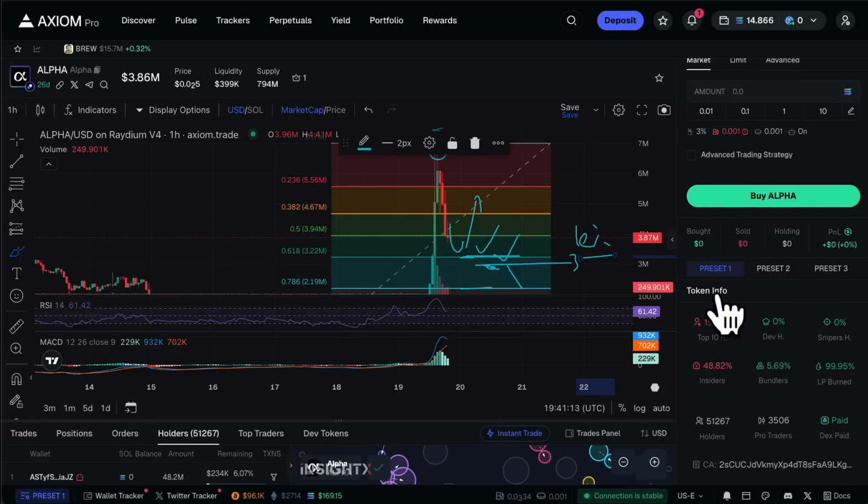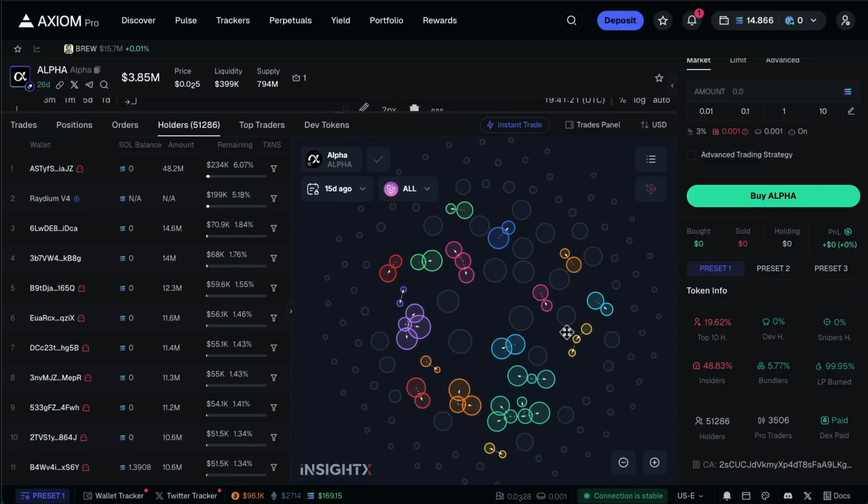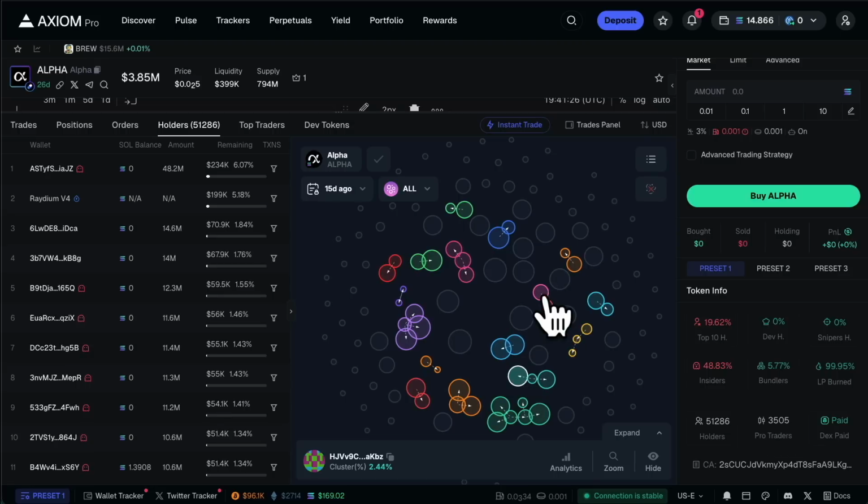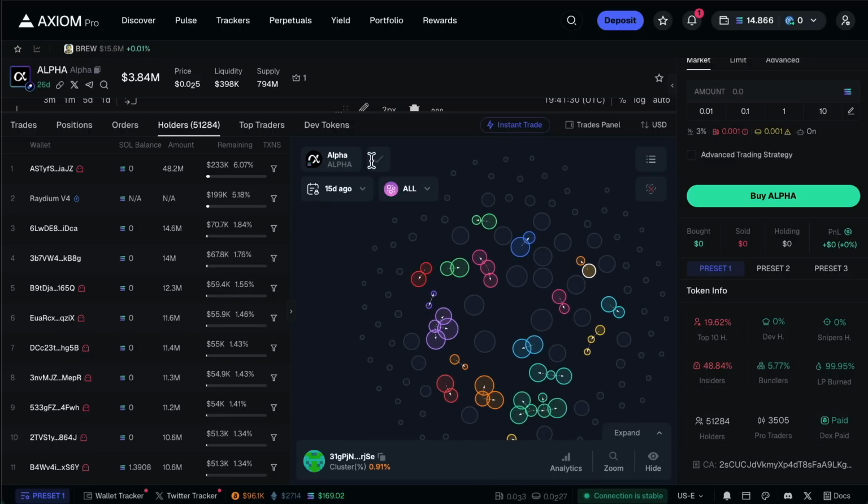Now, if I'm looking in the bottom right here, I can see the insider percentage on this is actually really, really high. So it's a little bit concerning. So we've obviously got the bubble maps we can look at, and you can see there's a lot of clusters, a lot of clusters. So I don't know if these are new clusters, if somebody's been buying up the supply, it's unclear. But that would bother me a little bit as well.